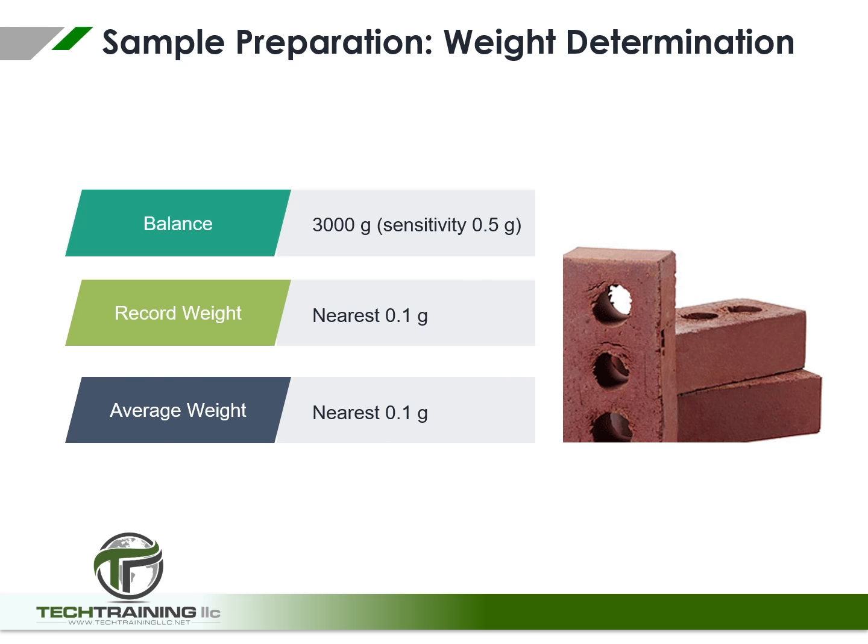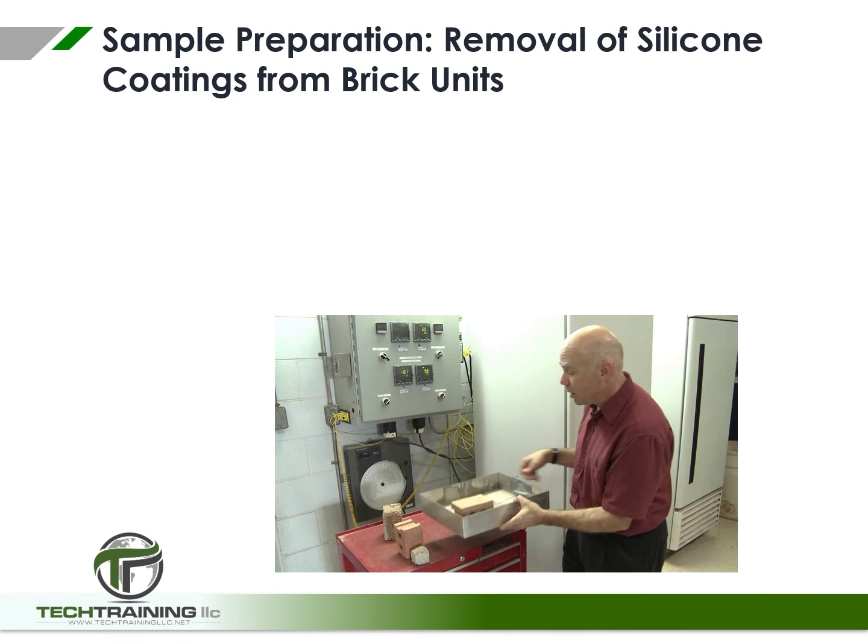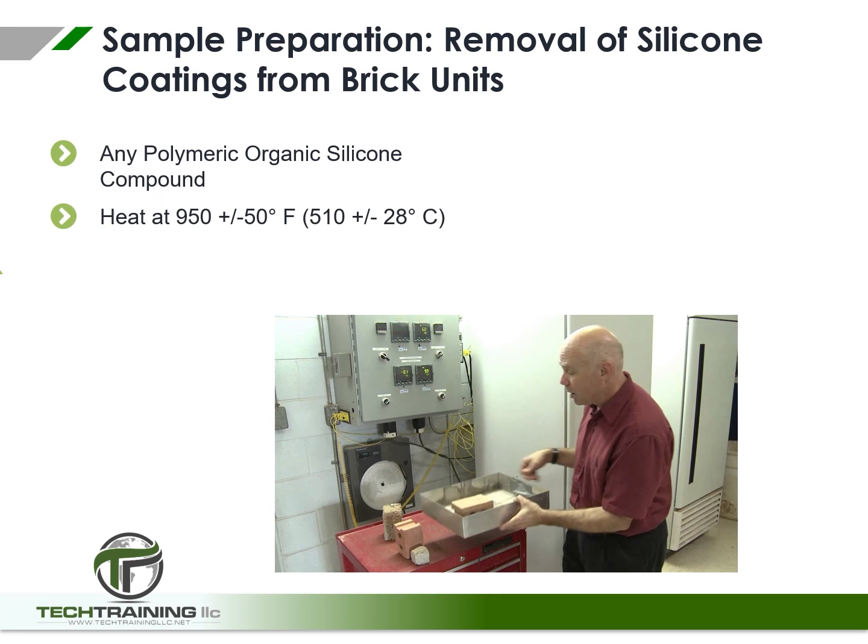The silicone coatings intended to be removed by this process are any of the various polymeric organic silicone compounds used for water-resistant coatings of brick units. Heat the brick unit at 950 plus or minus 50 degrees Fahrenheit, 510 plus or minus 28 degrees Celsius, in an oxidizing atmosphere for a period of not less than 3 hours. The rate of heating and cooling shall not exceed 300 degrees Fahrenheit, 149 degrees Celsius per hour.